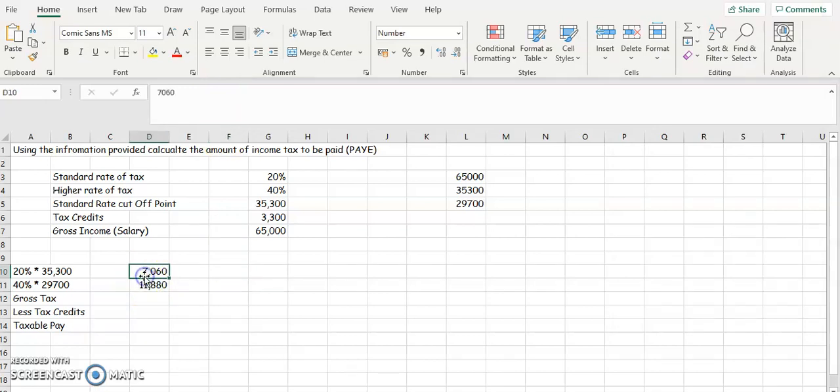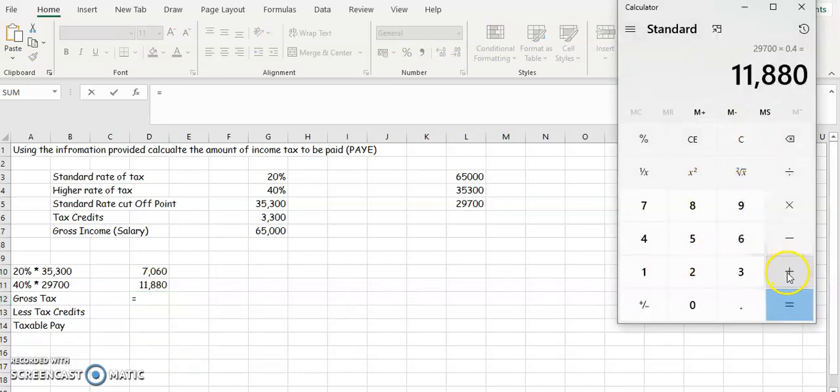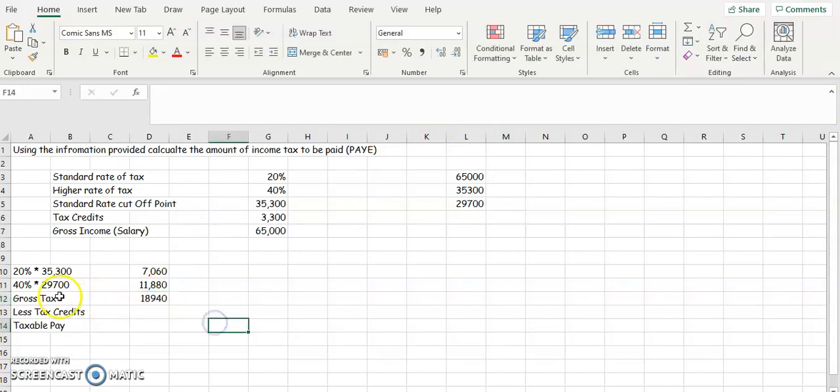So now we've got the figure for 20% tax and for 40% tax. So his total tax then, we're going to add those two figures together. So you're going to add 11,880 plus 7,060. And that's going to give you 18,940. So 18,940 is your gross tax.